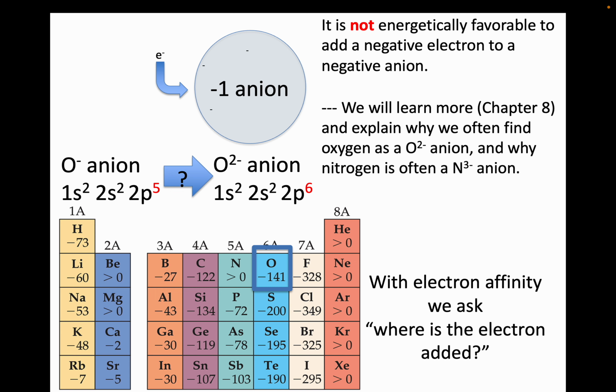Now we're going to need to learn more. We will learn more in chapter 8 to seek to explain why we often find oxygen as an oxygen 2 minus anion. And for that matter, why is nitrogen often a nitrogen 3 minus anion? If it's unfavorable to make oxygen 2 minus, it's going to be really unfavorable to make nitrogen 3 minus. So we need to learn more.